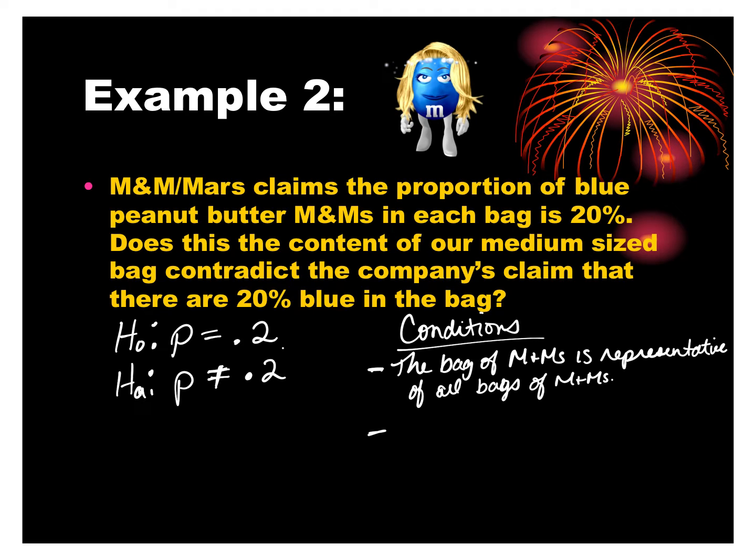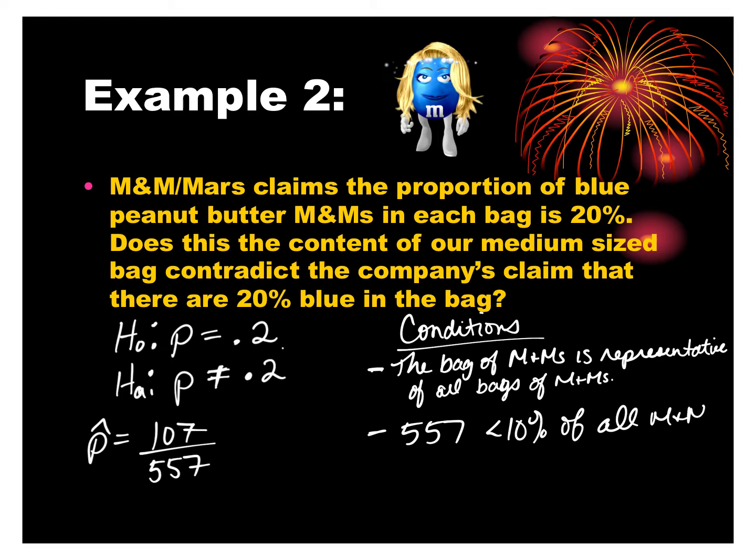Okay. So our p hat was 107 over 557. So 557 is less than 10% of all M&Ms. Yes? Okay, that's reasonable. We're talking about all M&Ms in the world. We're good.